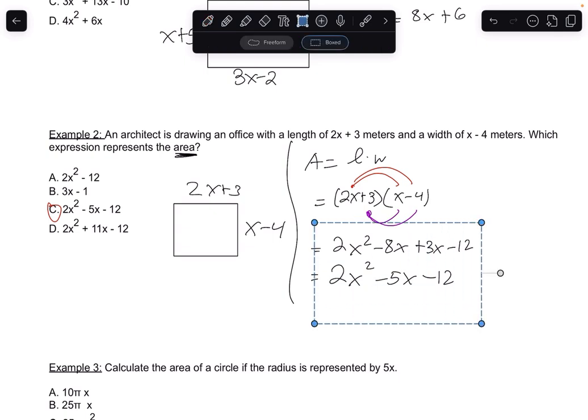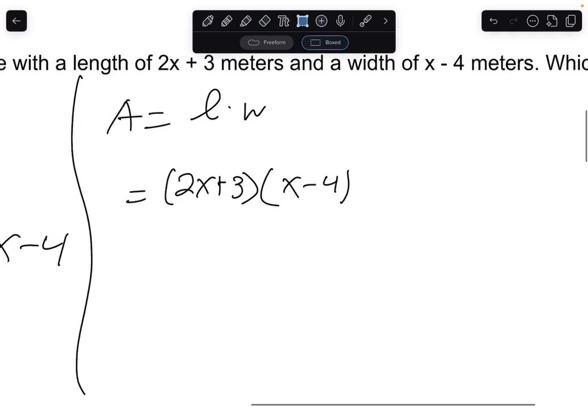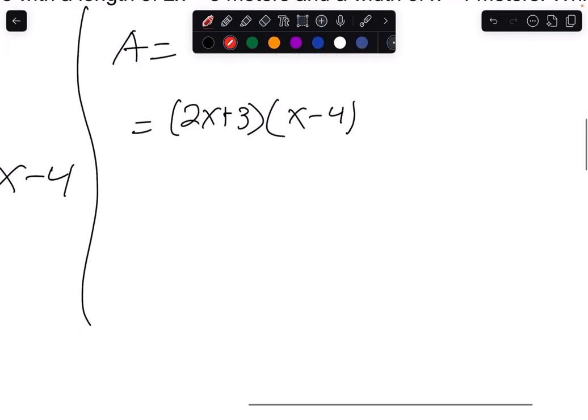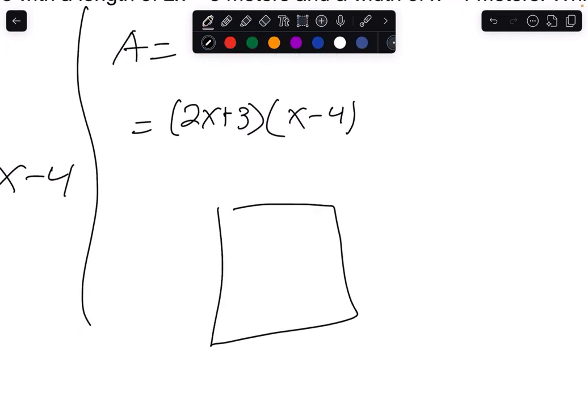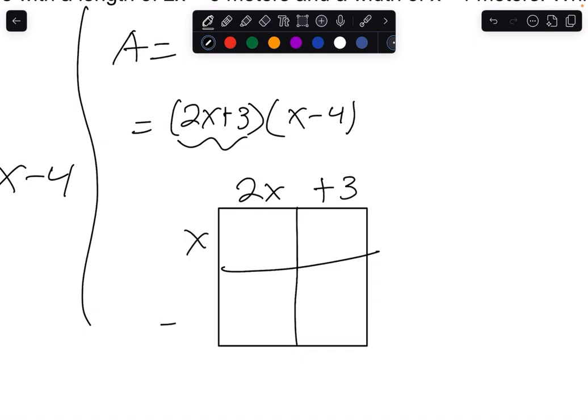So we're still multiplying. And honestly, the box kind of uses this concept of area. Like area, we just said was multiplying the length and the width. So if I was to make this a 2 by 2 box, let's make each of the parts of the boxes the parts of your binomial. Like this is 2x and this is plus 3. The other side is x, and the other side is minus 4.